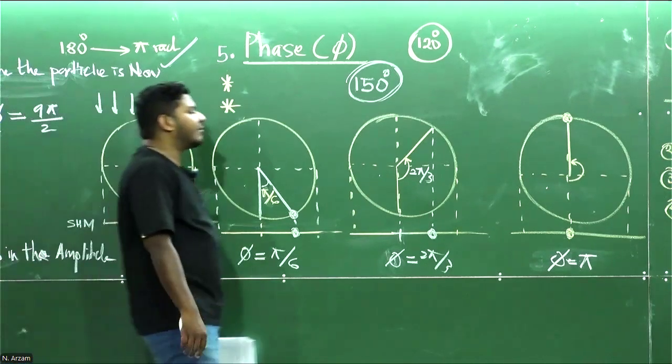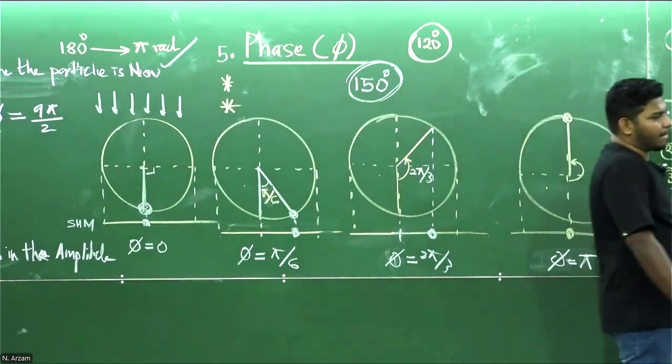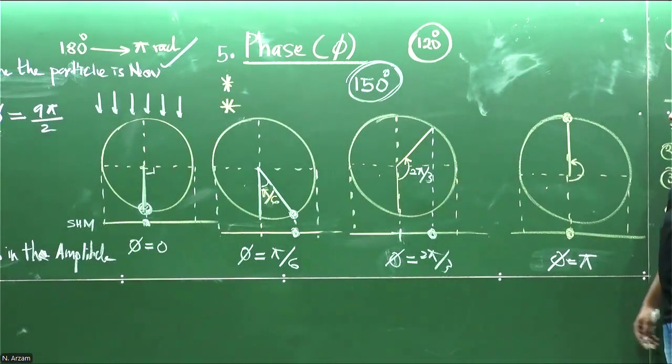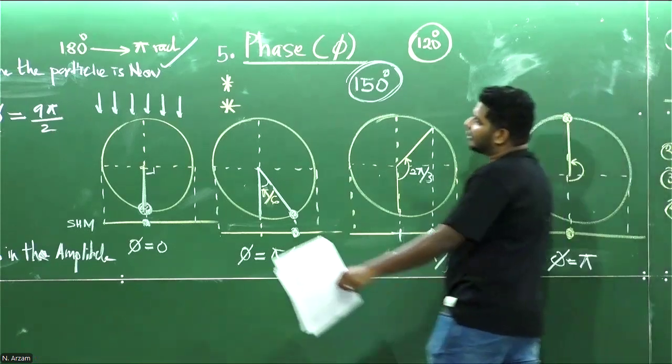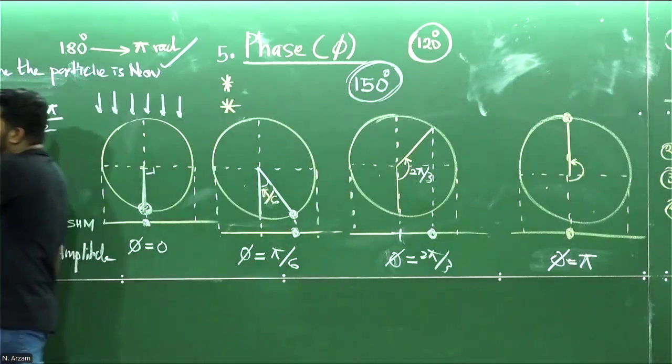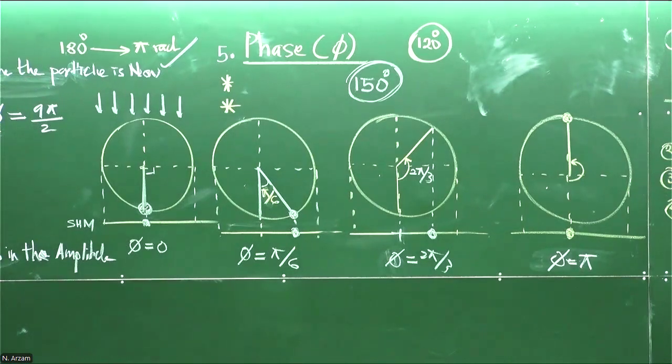Draw these four diagrams. Draw these four figures in your exercise book and write these examples down as well. Write this example as well: if phi is equal to 9 pi by 2, where the particle is now. Okay, right.